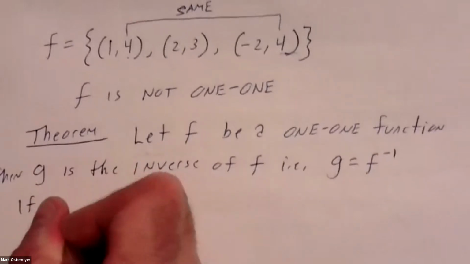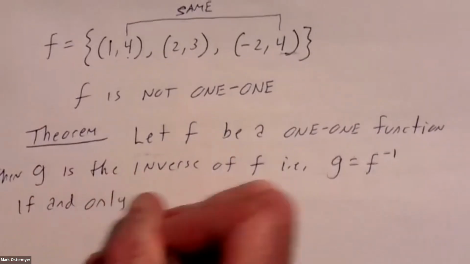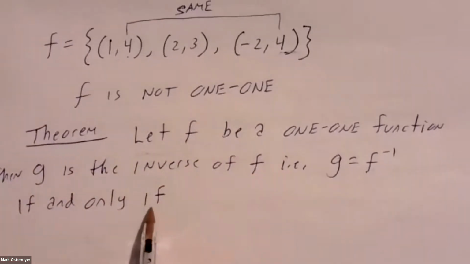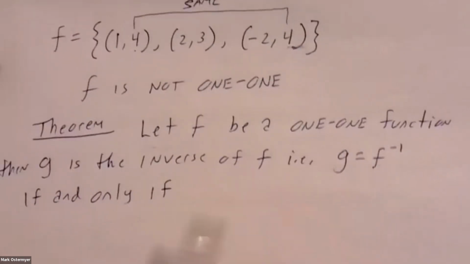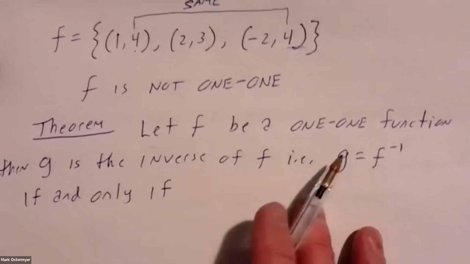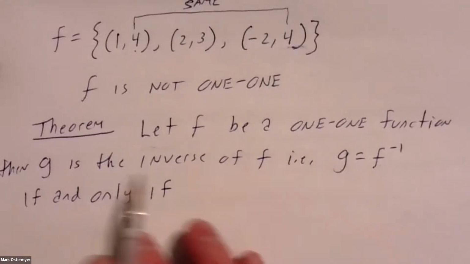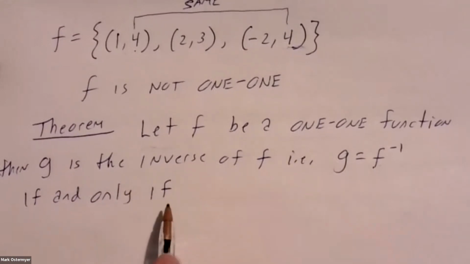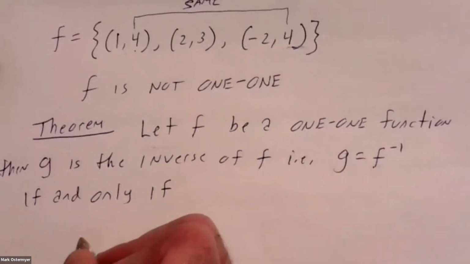If and only if means this theorem is a two-way street. So not only is it true the way we read it, from left to right, but it's also true if you read it backwards. So the converse is also true. If and only if, what must be true? Well, here's what must be true.